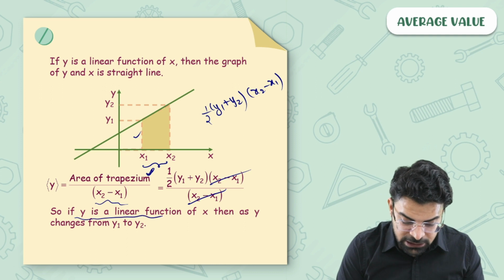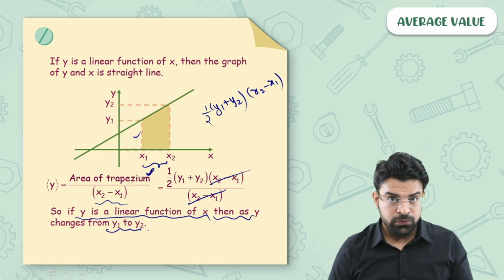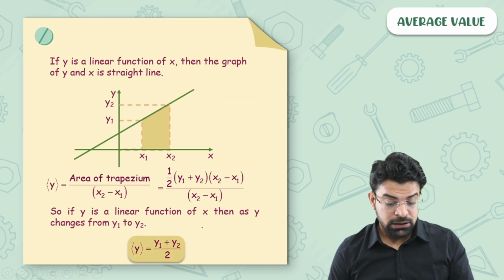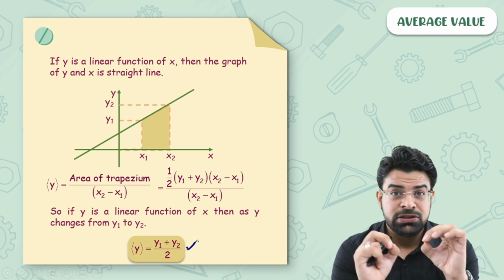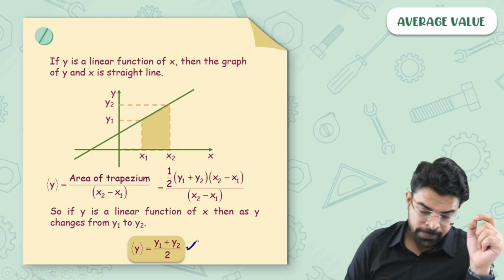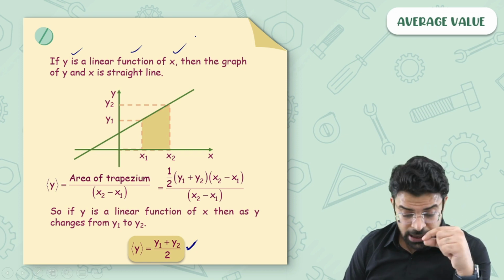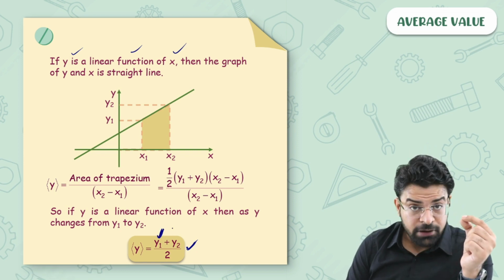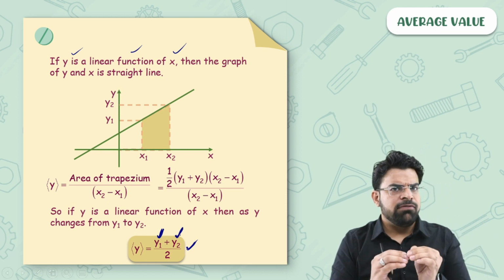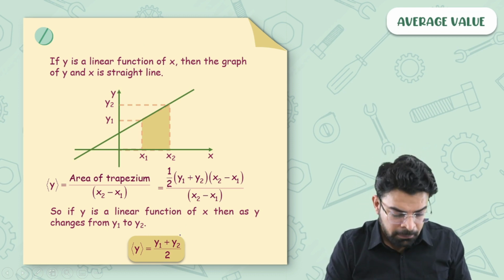So if y is a linear function of x, then as y changes from y1 to y2, the average value of y is given by y1 plus y2 by 2. This is really important, and I'm going to use it everywhere while teaching you physics. So again, listen to the argument. If y is a linear function of x, then as the value of y changes from y1 to y2, the average value of y can be taken as y1 plus y2 by 2. Let's practice a simple question based on this.